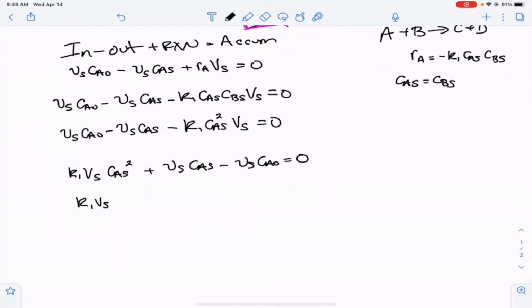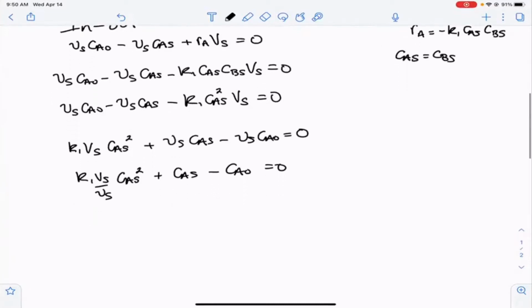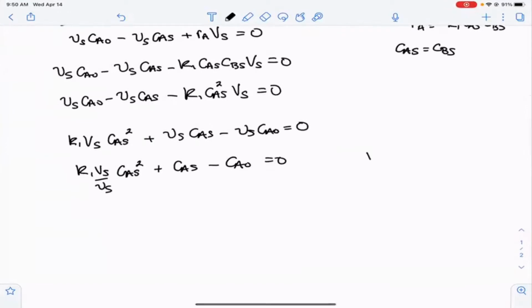and get K1 times the volume over the volumetric flow rate, CAS squared plus CAS minus CA0 is equal to 0, okay? And the next batch of substitutions that we can make is that we know from our work last time that VS was actually defined as alpha times the volume, right? We have our 2-parameter system here. And we know that VS, the volumetric flow rate, is the initial volumetric flow rate times 1 minus beta. And so we can substitute those in here.